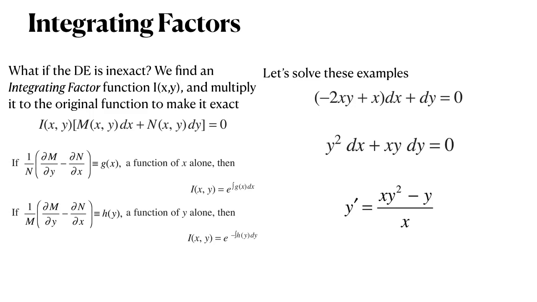What if the DE is inexact? We find an integrating factor, a function I in terms of x and y, and multiply it to the original function to make it exact. So, we look for a function in terms of x and y, multiply it to the original equation, so that it becomes an exact ODE. And we'll perform the same process as we did from the earlier slide.